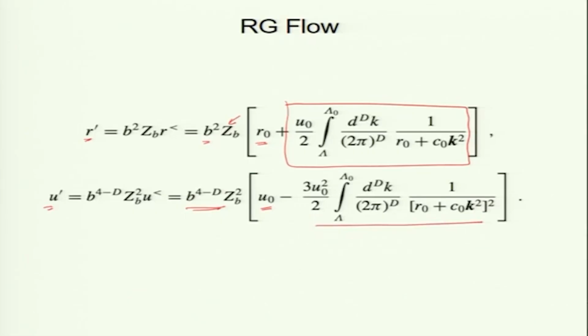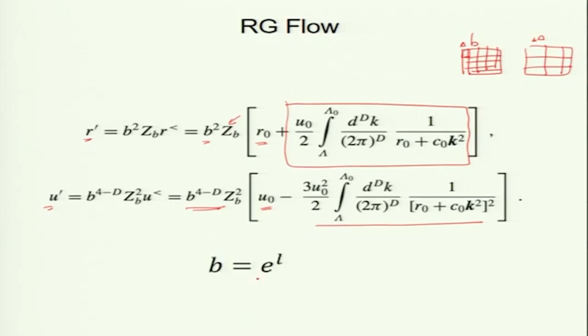Please remember b was a parameter. The block size was enhanced by a factor b. My earlier spins were like that, but then I took blocks of size b. Let us say our initial size was delta, then under coarse graining it became b times delta. So b was the scaling parameter, the coarse graining parameter.